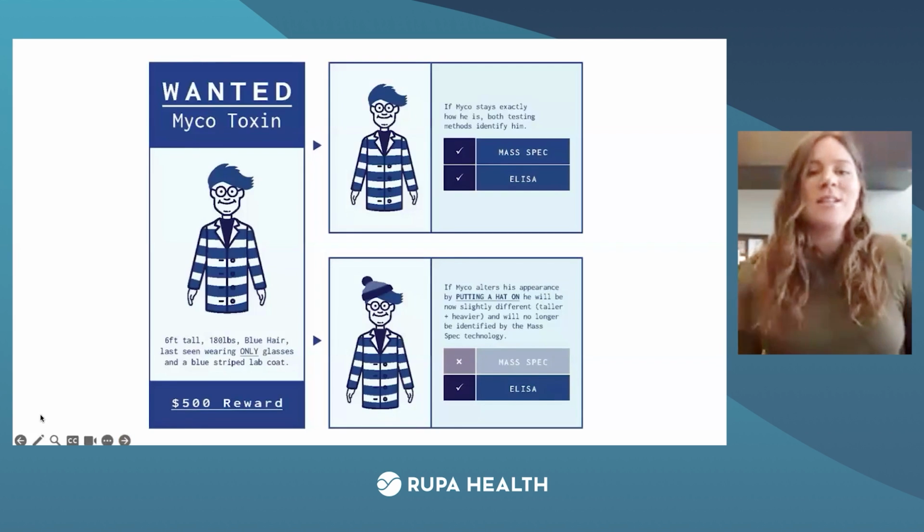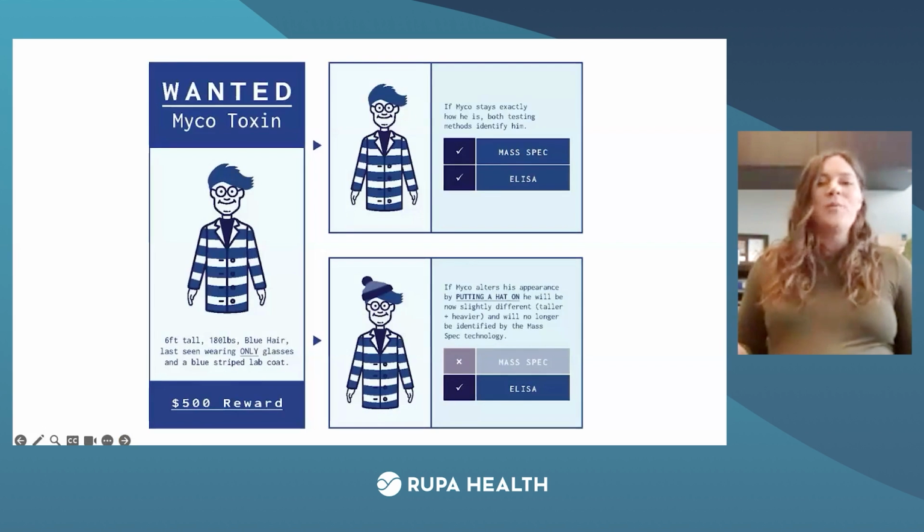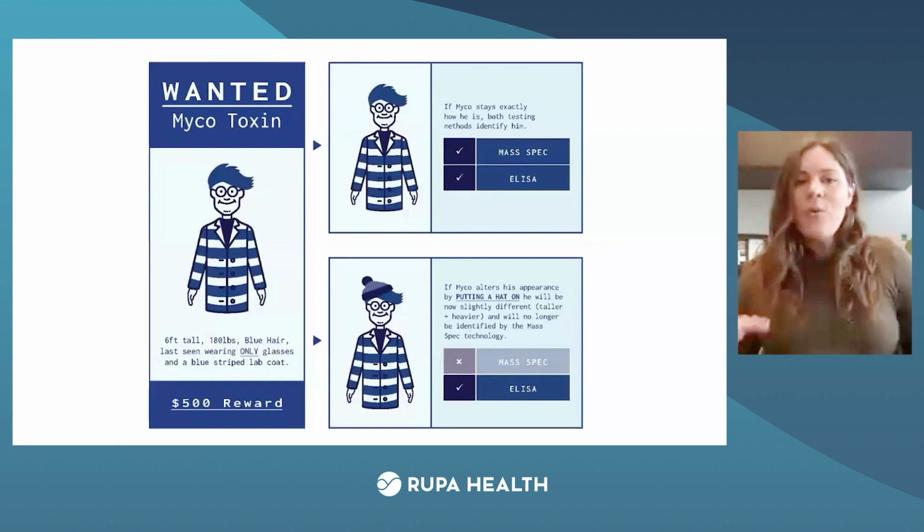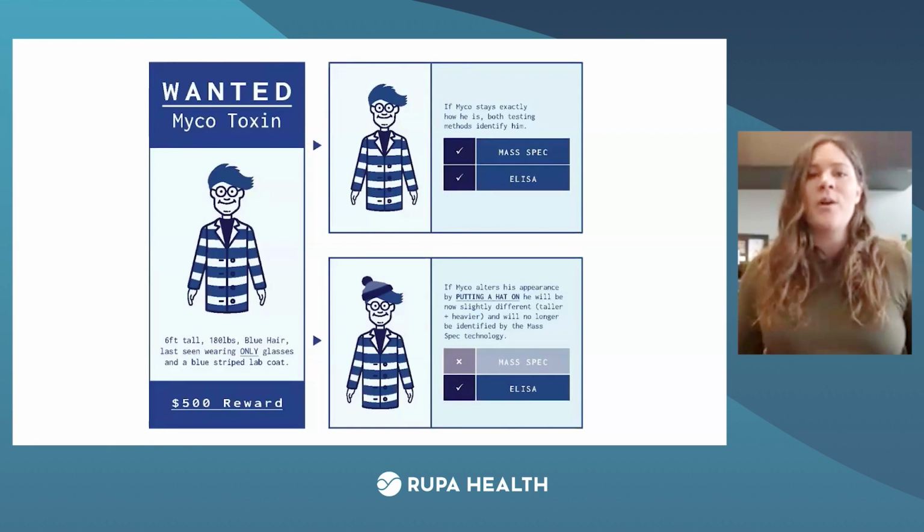We know everything about him, right? He's 6 feet tall, 180 pounds. He's got that weird blue hair, always wears glasses. All right, so we want to find him. ELISA and mass spec are going to find Where's Waldo given that information.